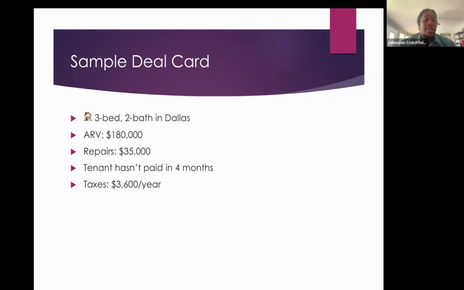The ARV is $180,000. It needs $35,000 in repairs. The tenant has not paid in 4 months. And we got taxes at $3,600 a year. I want to hear what y'all would offer. What are y'all thinking here? I got one answer in the chat box. I'm gonna see if we get a few more.